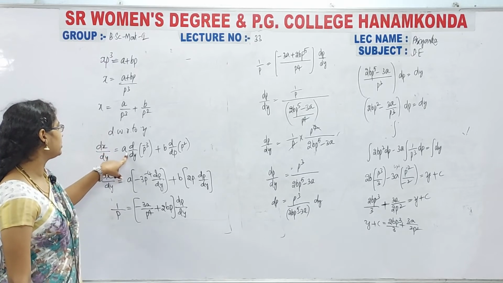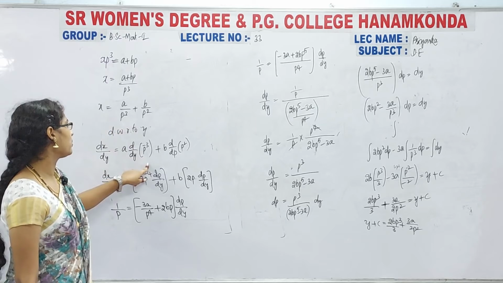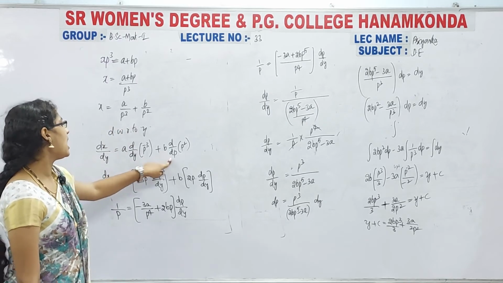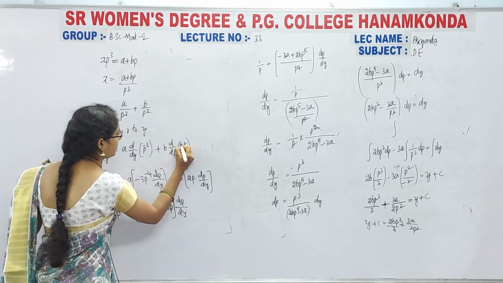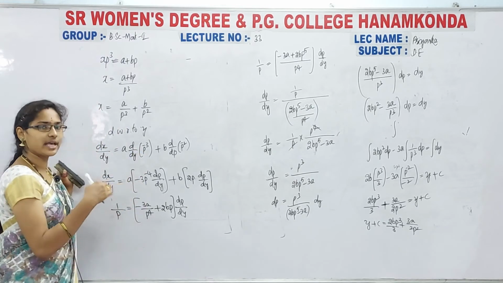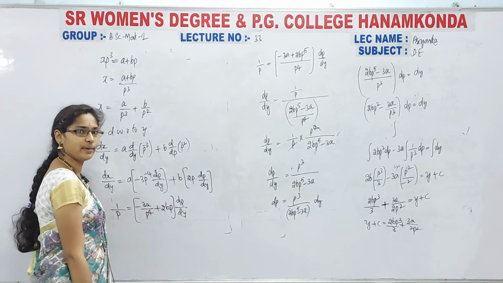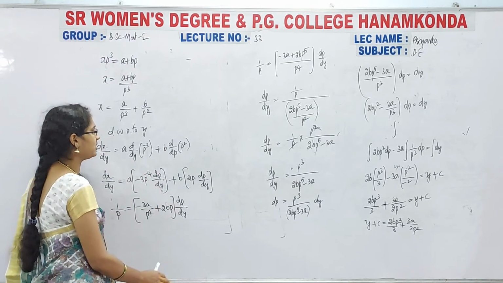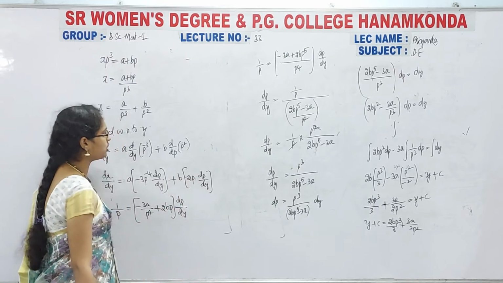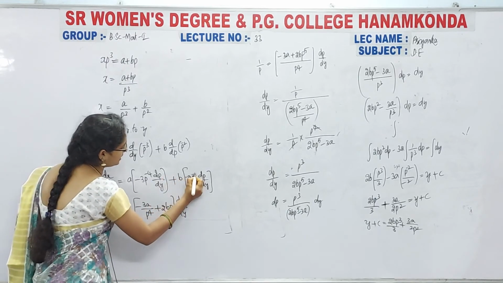So a into d by dy, with respect to y I am solving. So p power minus 3, and here p power minus 2. Now here what we get: x power n into x to the power of n minus 1 into, here we have that p with respect to y, so that's why dp by dy, and now here minus 2 into p power minus 2 minus 1, that is minus 3.